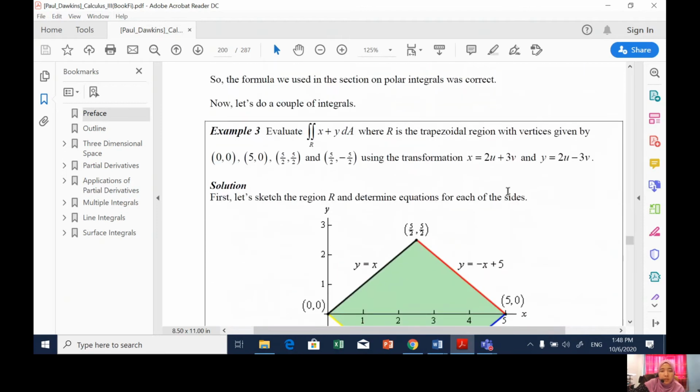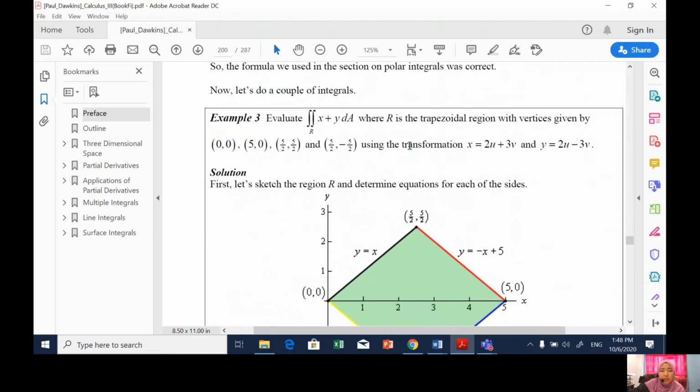We'll see example 3 for this change of variable problem. In example 3, the problem is to evaluate the double integral given here, dA, where R is the trapezoidal region with vertices given by these points: the first point, second point, third point, and the last point, using the transformation x and y given here.